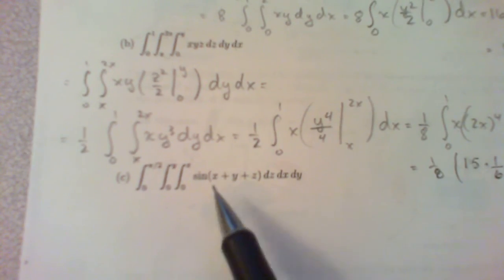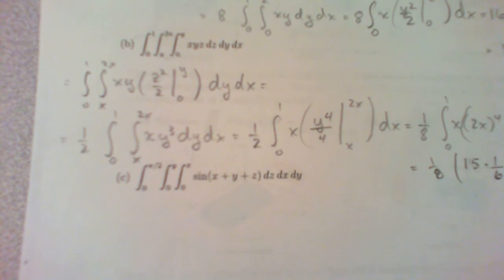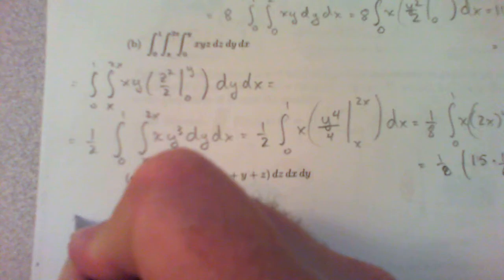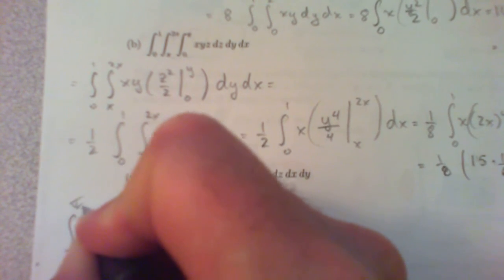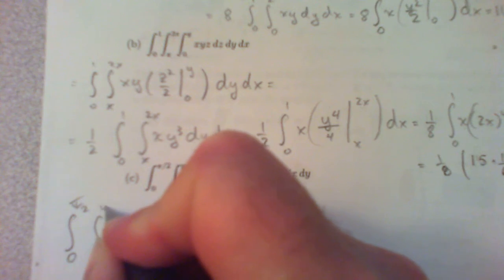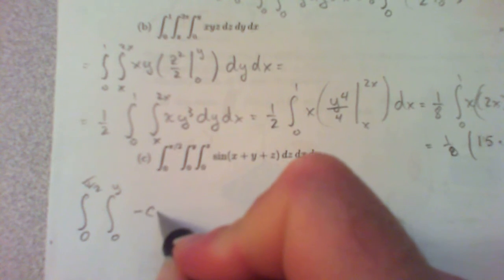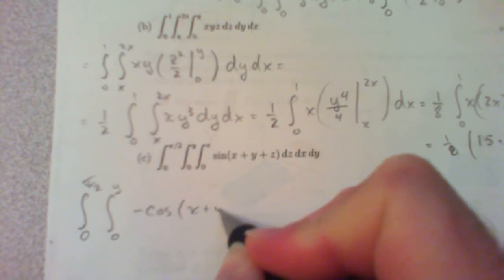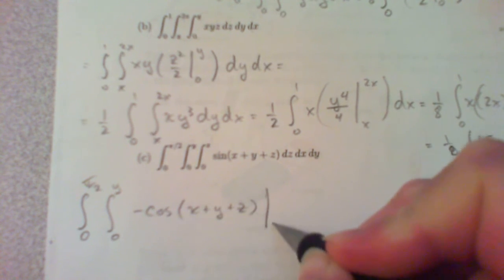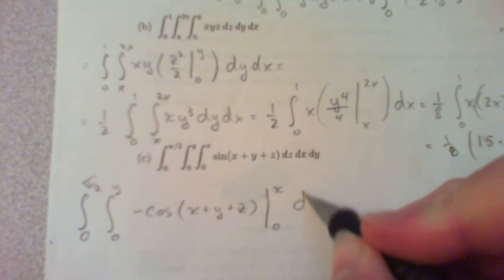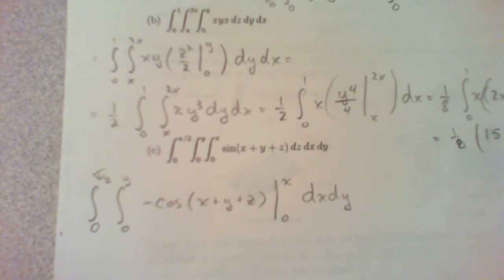So the antiderivative of sine of x plus y plus z with respect to z is, let me write out the outer integrals. Okay, antiderivative of, so doing a chain rule, it would be negative cosine of x plus y plus z, and that needs to be evaluated from 0 to x. Then you have to do dx and then dy. So that's using a chain rule via the Calc 1 method. It's just u substitution and you put it back in.